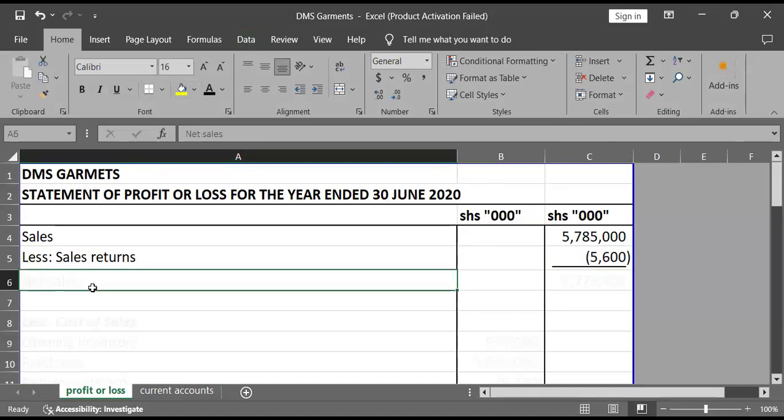What does that make our net sales? How much is our net sales? When we get our sales minus the 5.6, how much is our net sales? How much are the net sales?